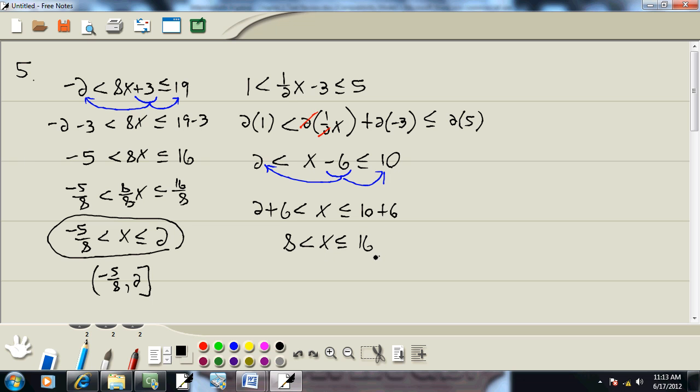And that's our answer. Like I say, if you're in the interval notation, I should actually change the symbols on that, but same as last time. The lesson here, parentheses, less than or equal to bracket.